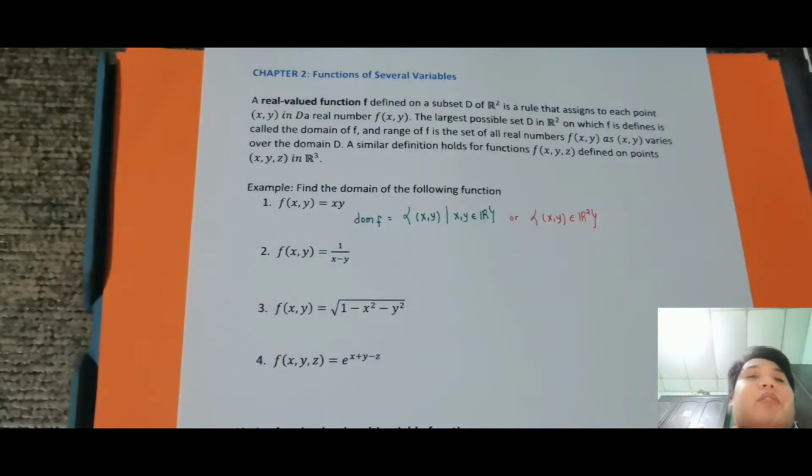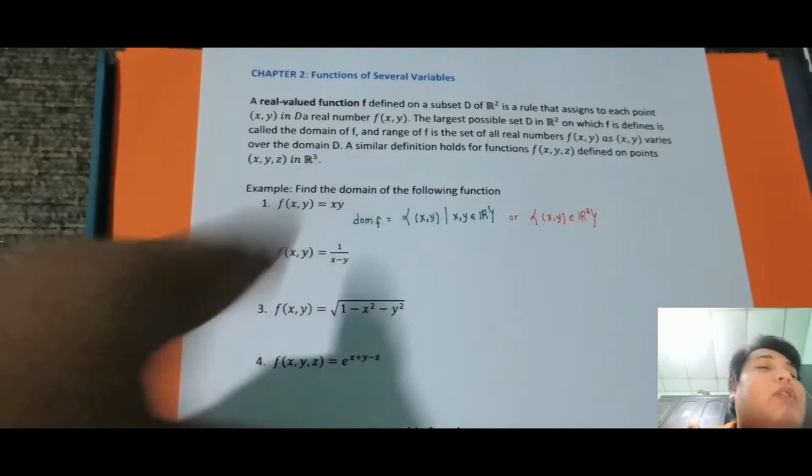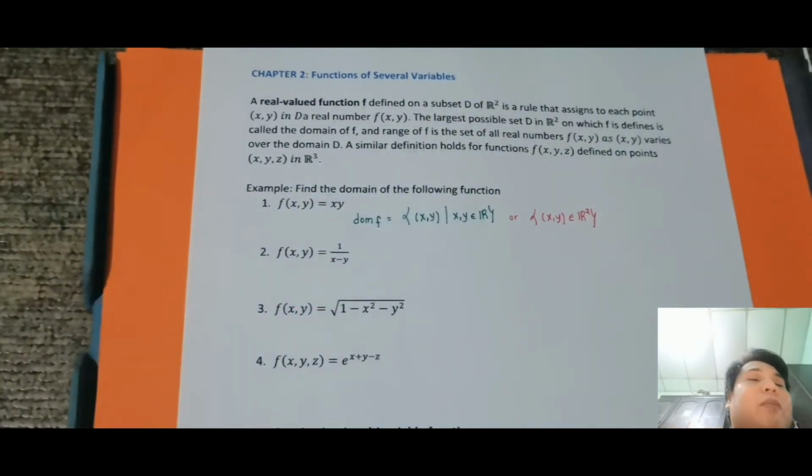Okay, so for number 2, ito medyo kakaiba, no? If f of x, y is equal to 1 over x minus y. Again, ang goal natin is maging defined siya. Defined na yung number 1 since ito lang yung domain, so for all real number, defined siya. Kahit anong values na palit mong x and y dyan, as long as a real number, defined yan. Pagdating naman sa number 2, syempre, may konting restriction.